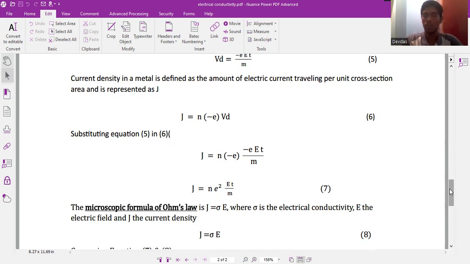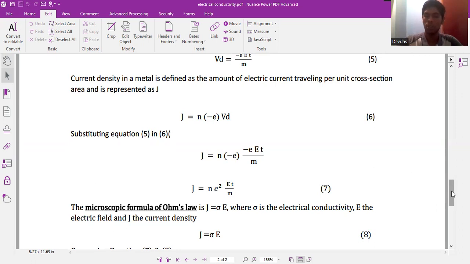We still haven't got the equation for the electrical conductivity. As we said, we're going to use two formulas of current density. The other formula is J is equal to sigma E. J is the current density, sigma is the electrical conductivity, and E is the applied electric field. So now we have the electrical conductivity in this equation. We take the electrical conductivity sigma equal to J by E.